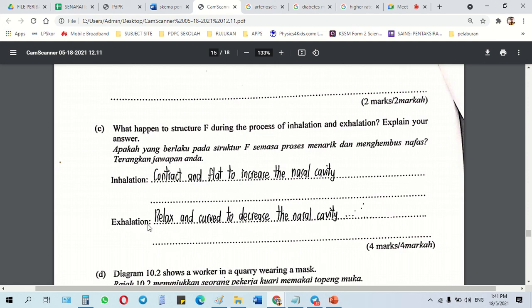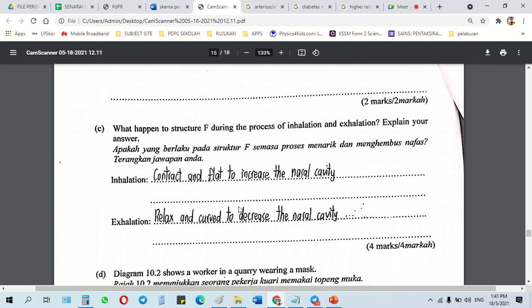Okay. And then exhalation. Diaphragm relax and curve upward. Okay, curve mana? Saya anggap curve upward je lah. Okay, to decrease volume of thorax. Sama jugalah. Okay, should be. Okay, ni saya akan bagi 1 mark, ni saya akan bagi 1 mark.